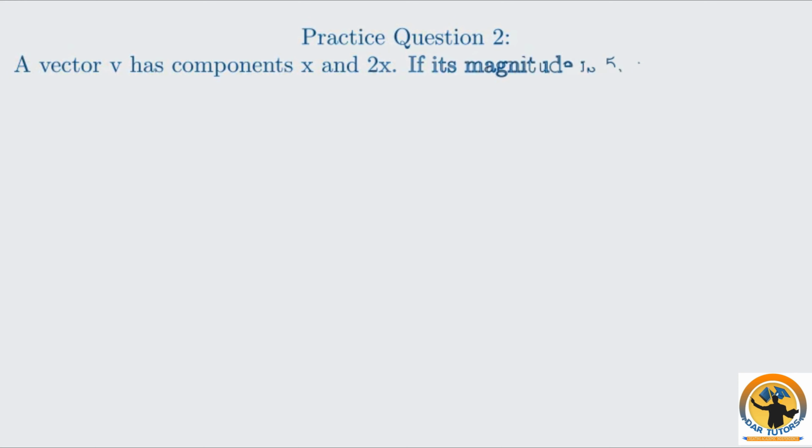Here is your second practice question. Pause the video and try to solve it. Question 2. A vector v has components x and 2x. If its magnitude is 5, find the possible values of x. Let's go through the solution.